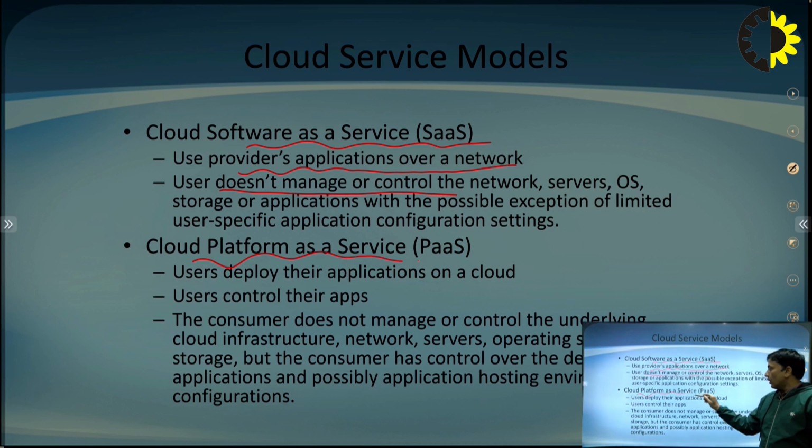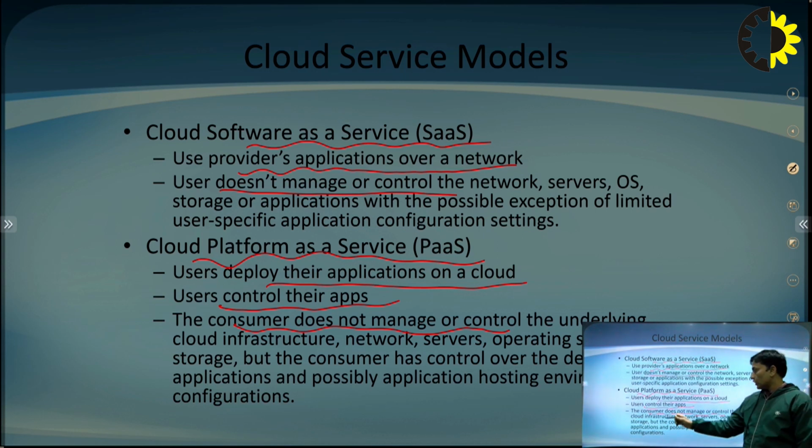The other is the cloud platform as a service, known as PaaS. The first one is SaaS, the second one is PaaS, platform as a service. Users deploy their applications on a cloud. The consumer does not manage or control the underlying cloud infrastructure, network, servers, operating systems, or storage, but the consumer has control over the deployed applications and possibly the application hosting environment configuration.